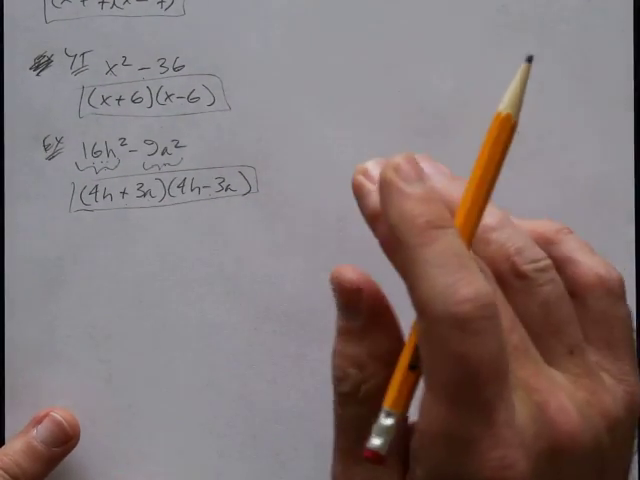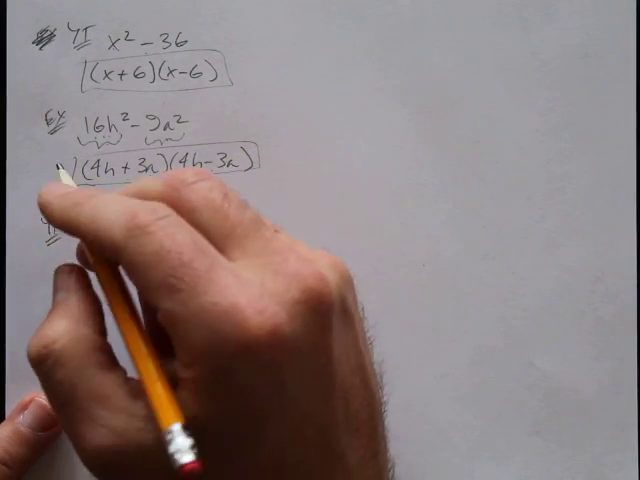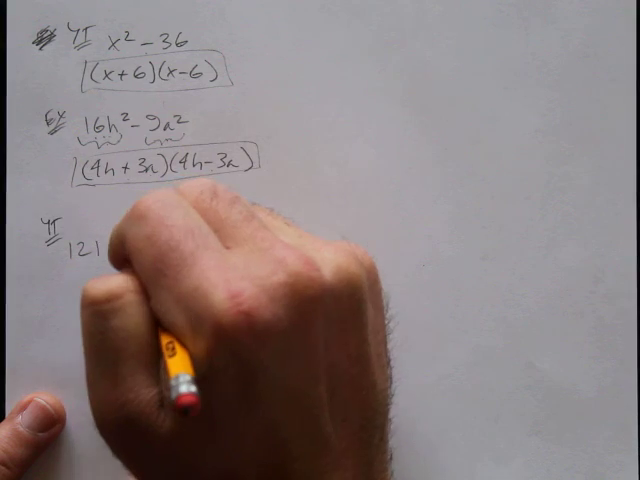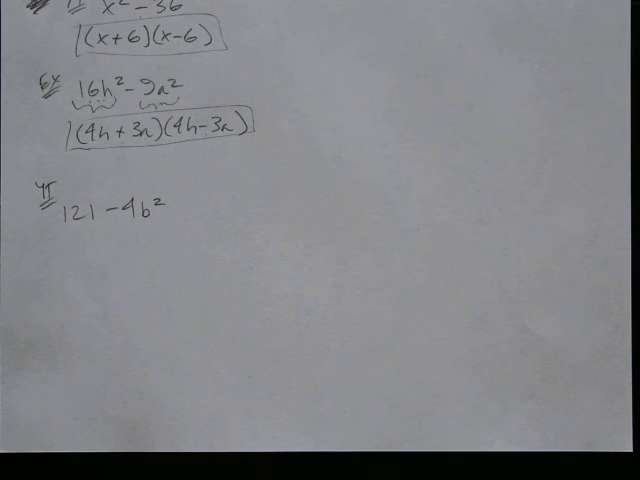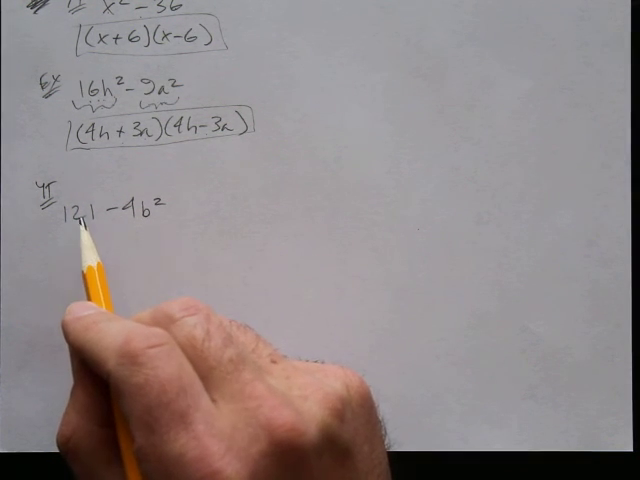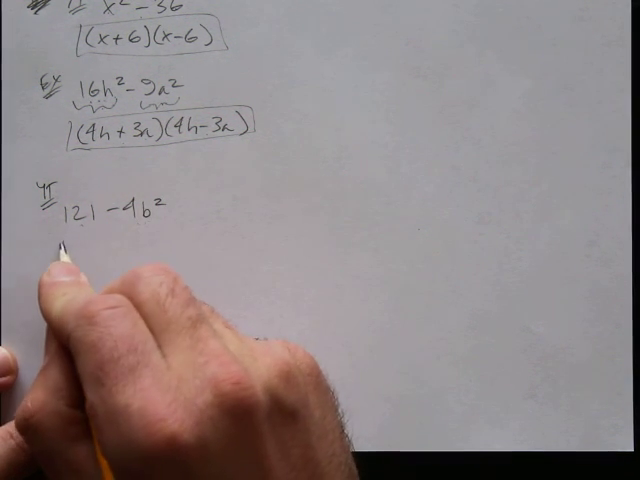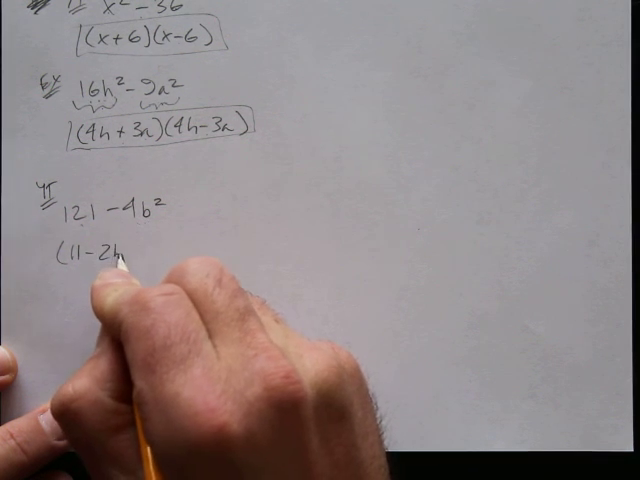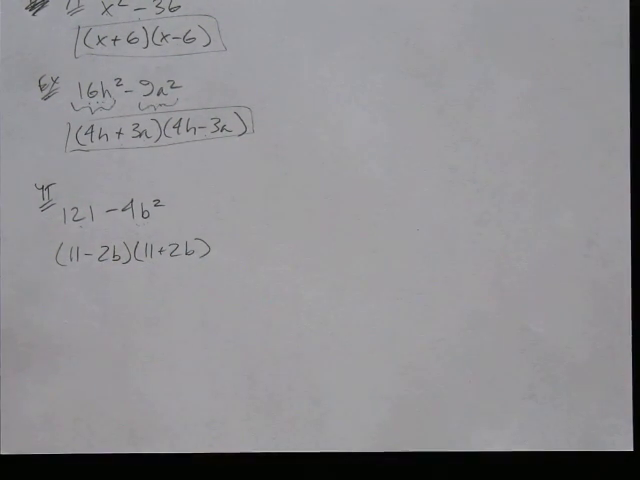Let's have you do one more on your own, and then I want to do an example together. 121 minus 4b squared. All right, go ahead and factor that thing. Okay, let's see how you did here. 11 is the square root of 121, and 2b is the square root of 4b squared. So I've got 11 minus 2b times 11 plus 2b. All right, and that'll work for that one.